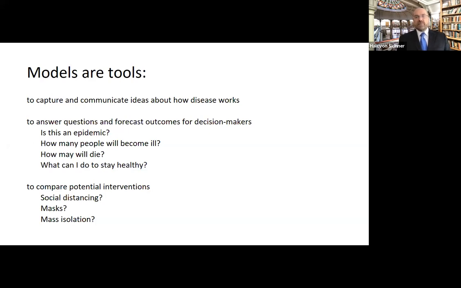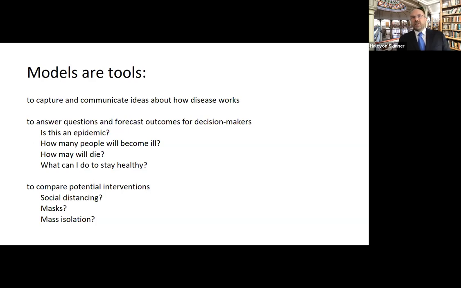We can then look at these expectations and compare them to the observations that we see in the population about the number of cases, the severity of the illness, the course of the illness over time. Models can be useful for answering questions and forecasting outcomes for decision makers. The first question we always ask is, is this an epidemic? We observe some new occurrence of symptoms and illness in the population. Is this expected or is this something new? How many people will become ill? How many will die? What can I do as an individual to stay healthy? These are all questions that models can help us to understand better.